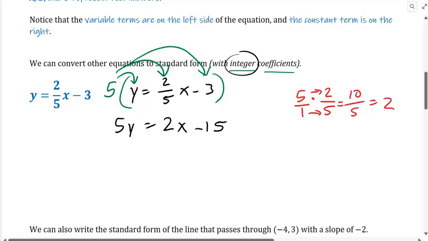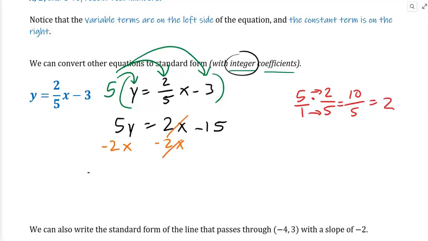All right, now let's get back to what we were working on. Now, I want to have all my variable terms on one side, so I'm going to subtract 2x from this side, and I have to subtract 2x from this side. It'll cancel it out on this side, and so now I have negative 2x plus 5y, because remember that's a positive 5y, equals negative 15. Now that's great. I like this.